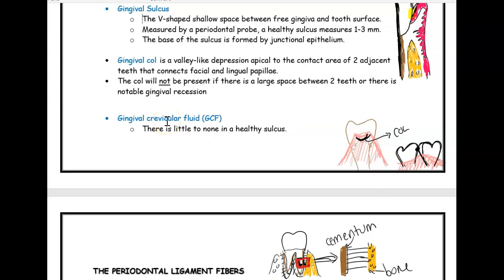Something really cool is called the GCF, or the gingival crevicular fluid. In everyone's mouth, there is some fluid inside our sulcus, or inside our gums. We can't see that we have GCF. When you have a healthy mouth, you don't have a lot of GCF, you don't have a lot of fluid. But when you have a diseased mouth, when you have gingivitis or periodontitis, that is when you'll see a lot more GCF, a lot more fluid. There's ways to test it out, which we'll look at later on, but just something interesting to note.